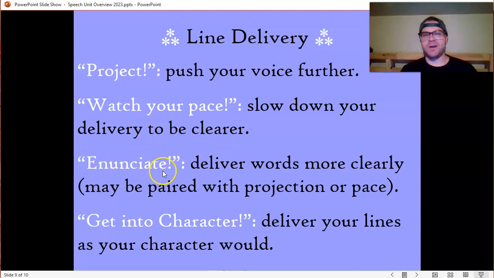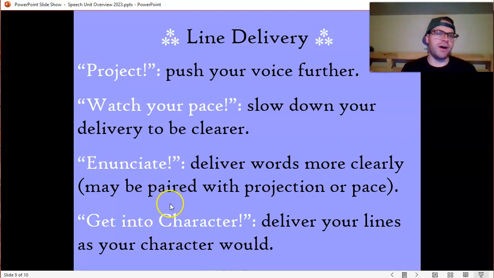"Enunciate." I mentioned this a moment ago. Enunciation simply means delivering your words more clearly. Usually that's because there are specific syllables you want to emphasize. Like, I just used the word "clearly" a moment ago, right? You'll notice that I'm really emphasizing that "cl," to make sure that I can be heard, and then that "ly" at the end of the word too. I don't want to mumble my way through, otherwise my audience can't understand me. When I enunciate, I want to make sure each word can be heard very clearly by my audience, even by the person furthest away from me.